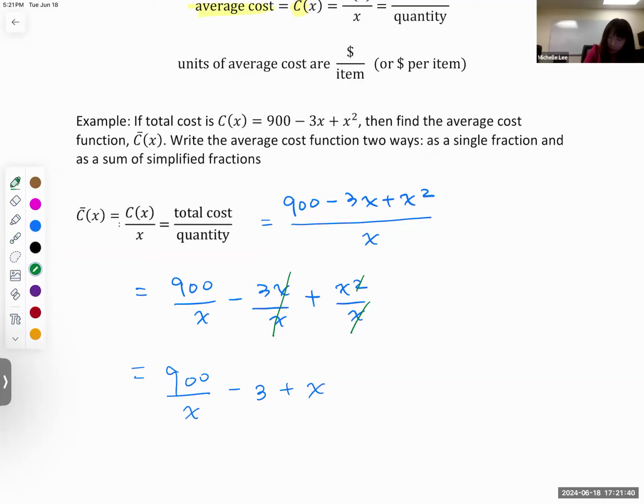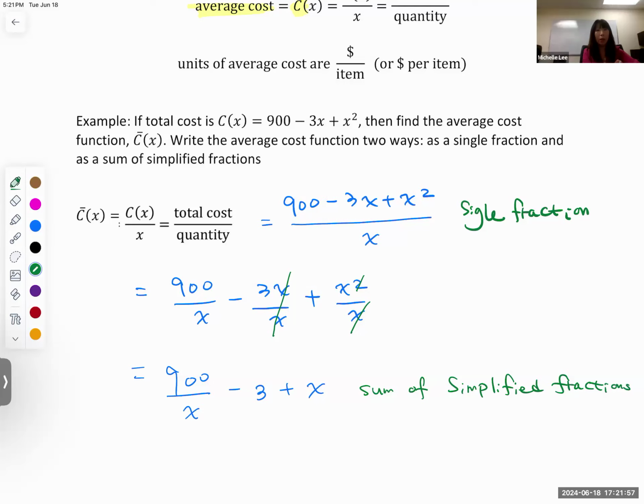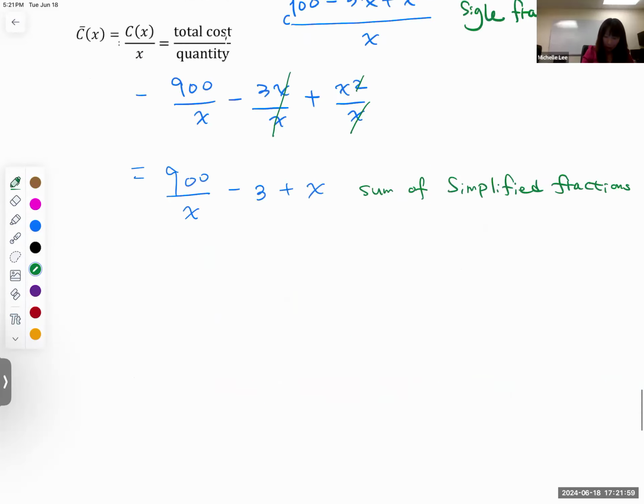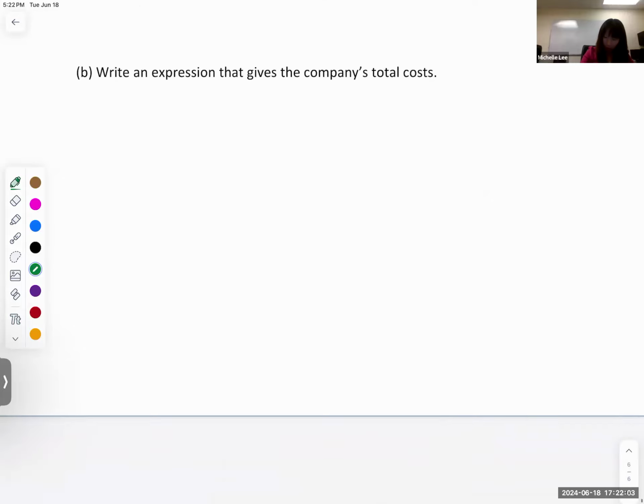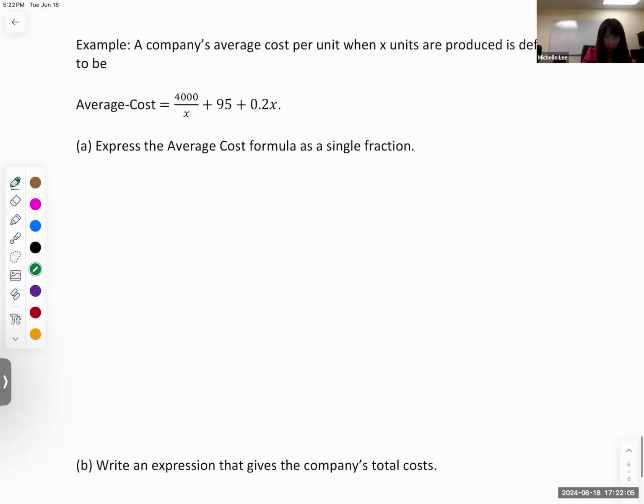So single fraction as a sum of simplified fractions. Okay. This is the last one. Oh, there's two. Okay, so those are the last ones.